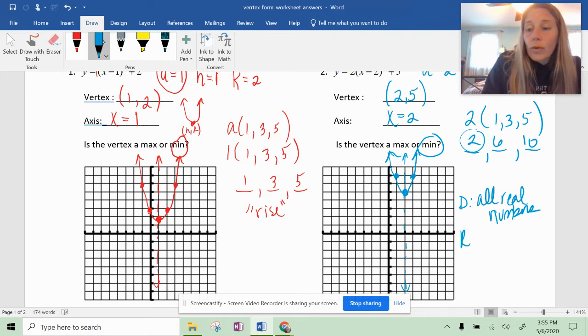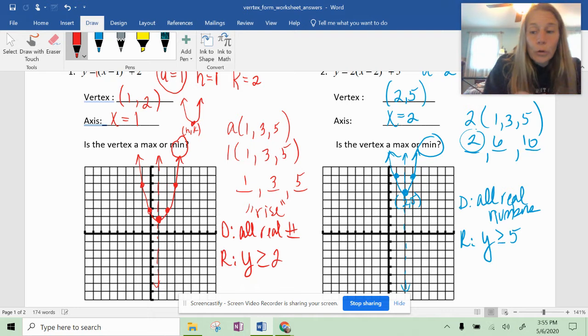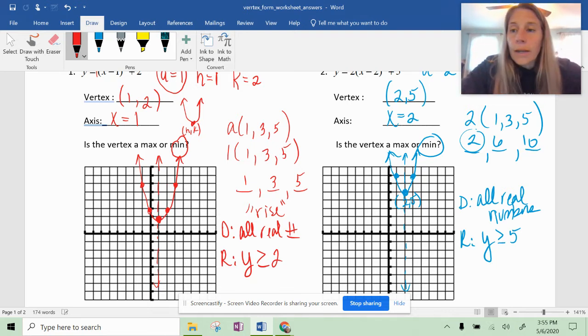Okay, and then the range is your y values. So since this graph's opening up, my range, all the y values are greater than or equal to this minimum y value here, which is the 5. If I were doing the domain and range for graph 1, I'd have all real numbers for my domain, and my range again would be y is greater than or equal to, and that y value of the vertex is 2. All right, so let's do a couple more so we can practice graphing and using this pattern.